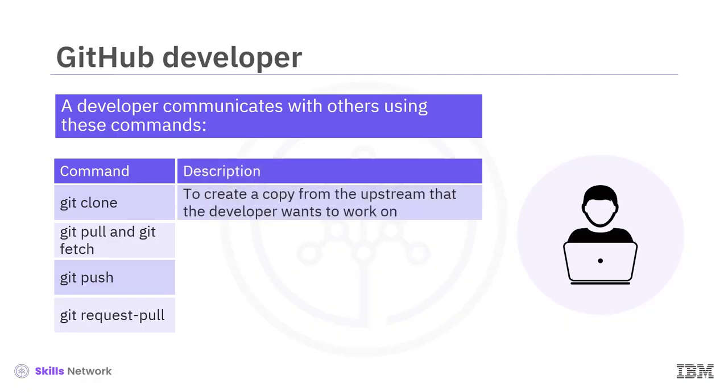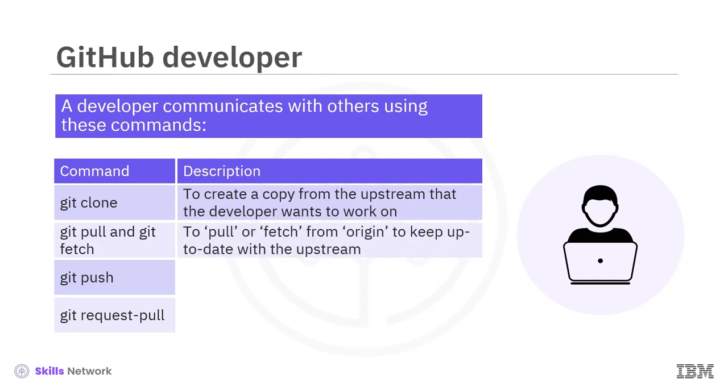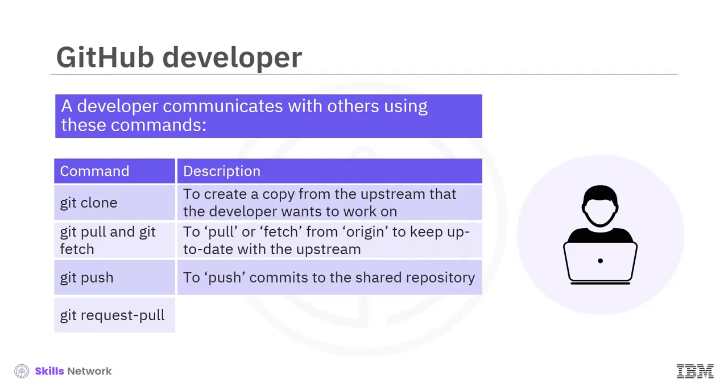Git clone is used to create a copy from upstream, a remote shared repository that the developer wants to work on. Git pull and Git fetch are used to pull or fetch the repository from origin to keep up to date with the upstream. Git push is used to push commits to the shared repository if you adopt a concurrent versioning system for the repository workflow. And Git request pull creates a summary of changes for your upstream to pull.